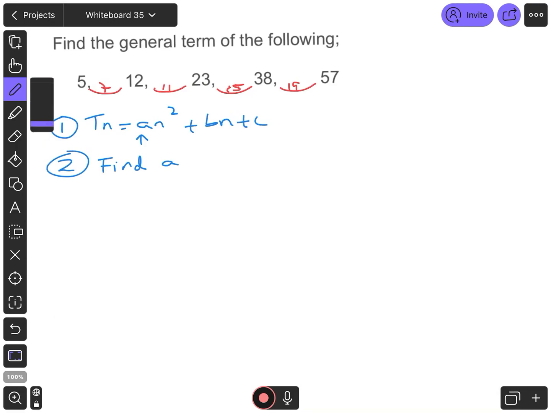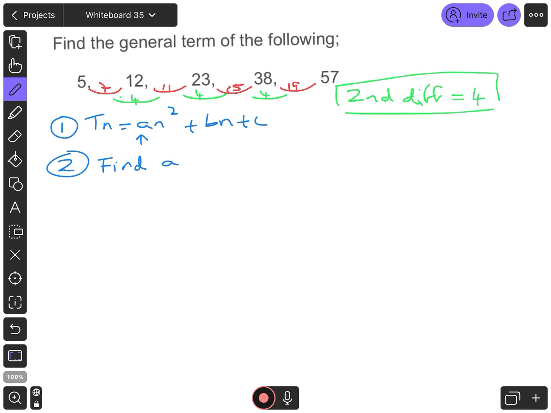I now need to find my second difference, which is how I'm getting from 7 to 11, 11 to 15, and 15 to 19. From 7 to 11, I'm adding on 4. From 11 to 15, I'm adding on 4. And my last one, I'm adding on 4. So my second difference is equal to 4, and that's something we're going to use.